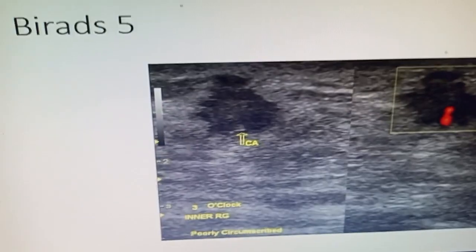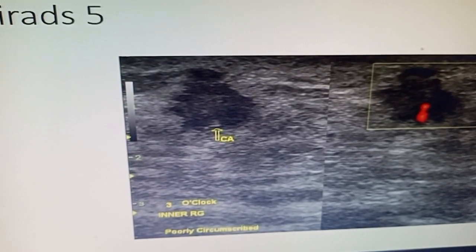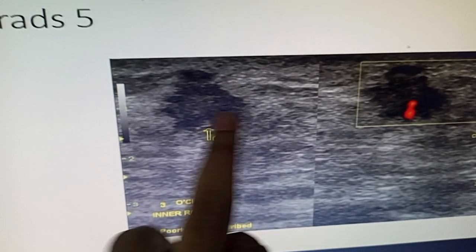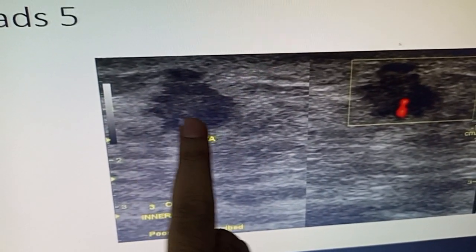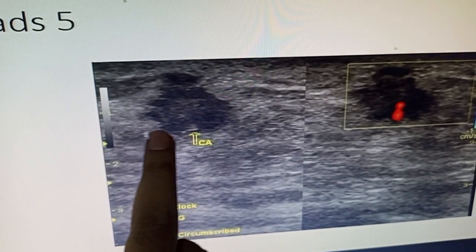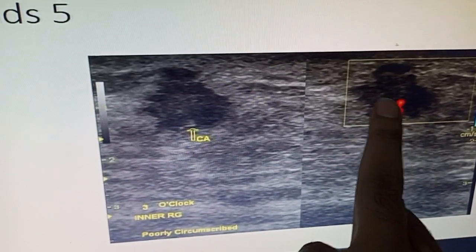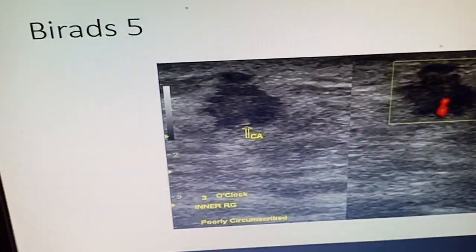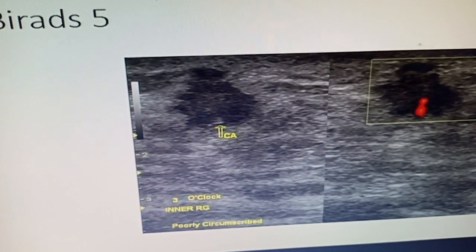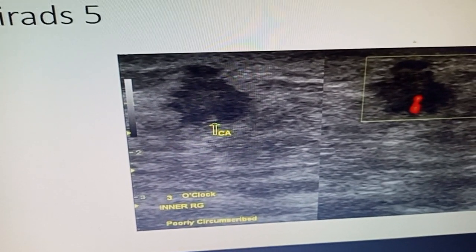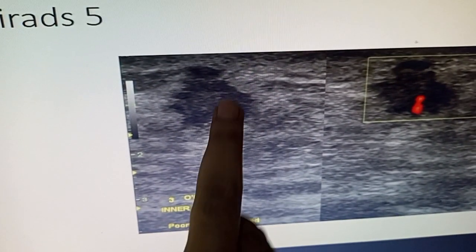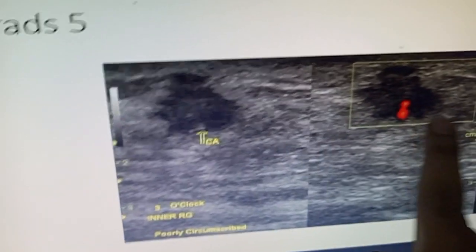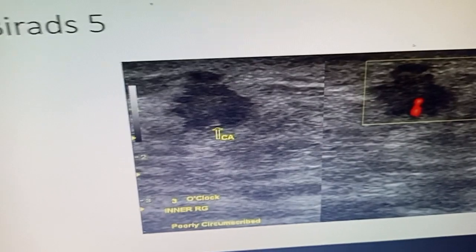This is a BI-RADS 5 case. When we describe BI-RADS 5 on the ultrasound of the breast, the lesions are taller than wide with an irregular wall, and color Doppler flow is also detected. This is a case of BI-RADS 5. While in the case of a benign lesion of the breast, they are wider than tall. These are taller than wide, BI-RADS 5 category lesions, malignant lesions. And color Doppler flow is also noted.